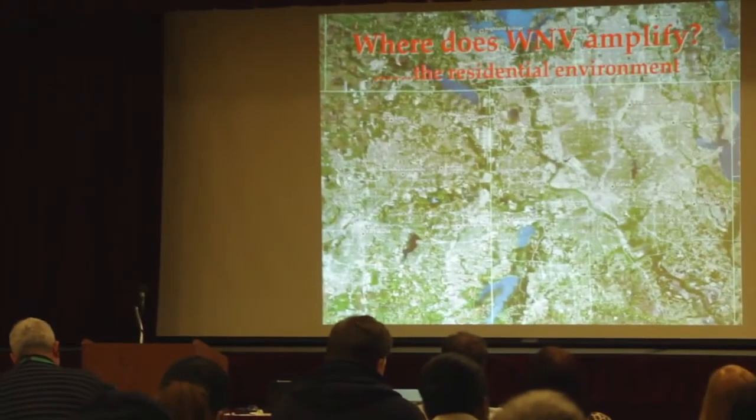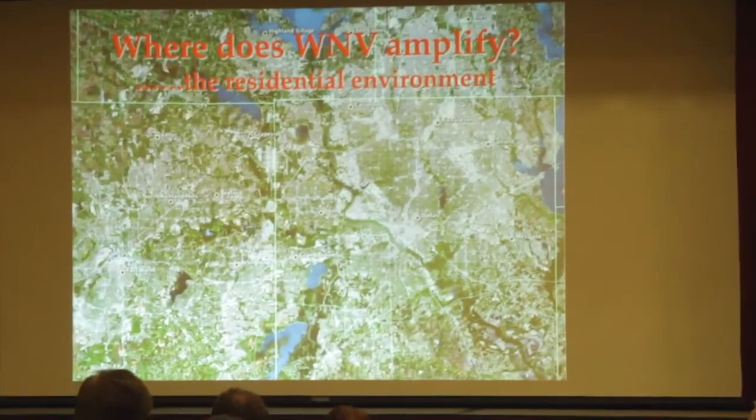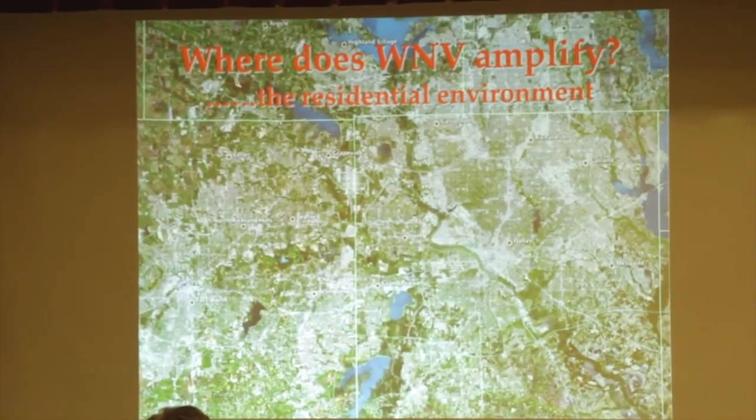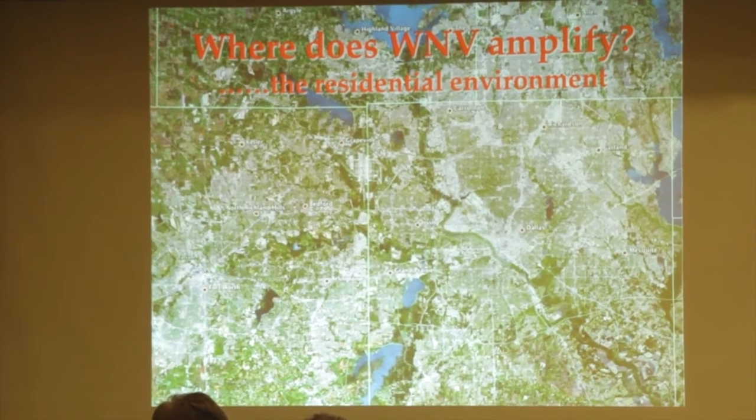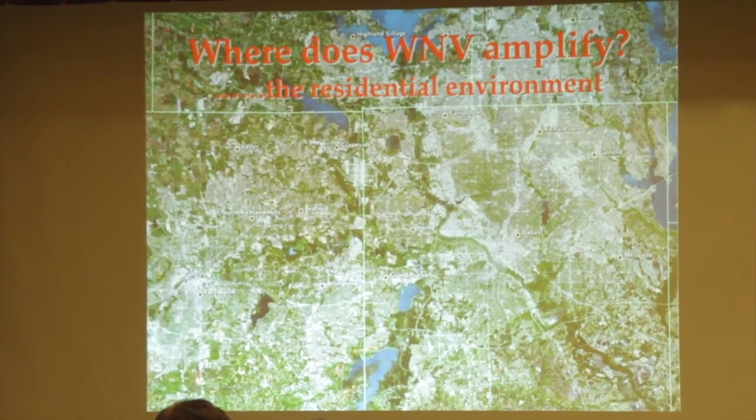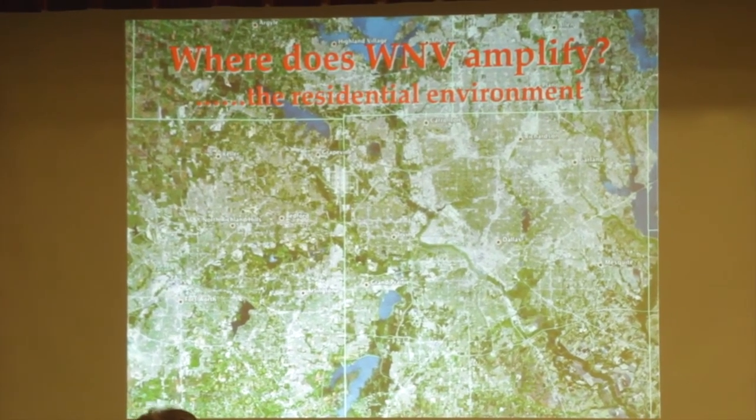I think a lot of times, again, people associate mosquitoes with water. I think the easy thing would be to say, oh, it must be the lakes, or it must be the larger wetlands that are producing mosquitoes. That's where the birds are. That's where the virus is amplifying and spilling over into residential areas. I wouldn't necessarily say that at this point in my thought process.